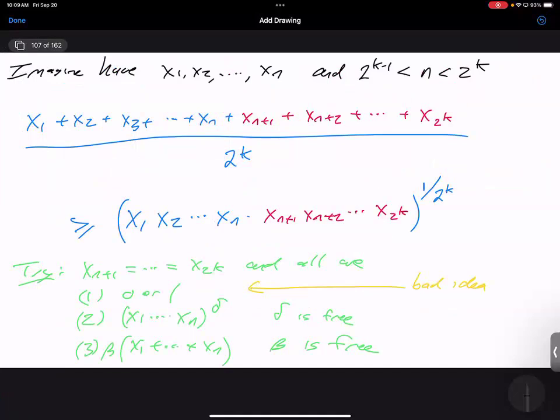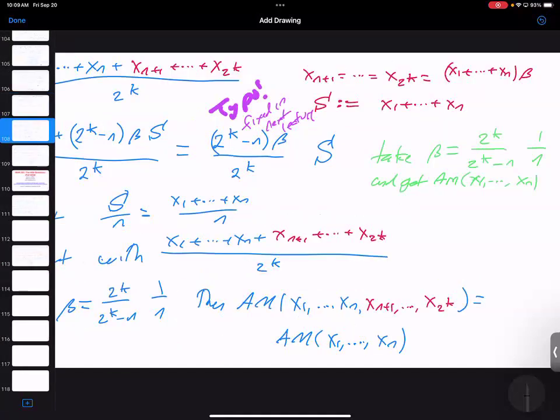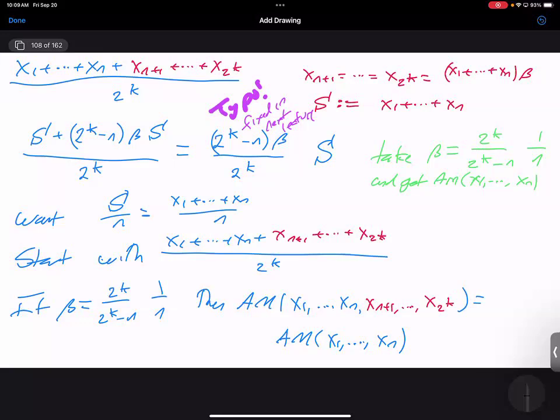Can I just ask one question? Yep. When you went to the previous slide, one thing I had trouble following about the last lecture was how you made that jump to xn plus 1 equals dot dot dot x2 to the k equals. Because I can do whatever I want.